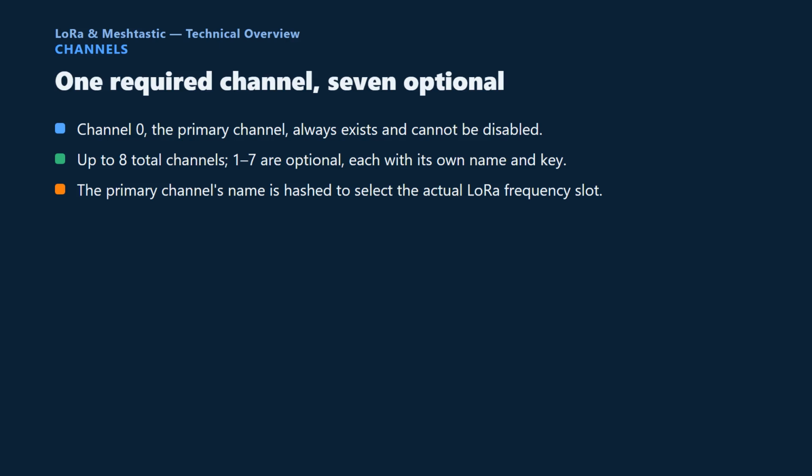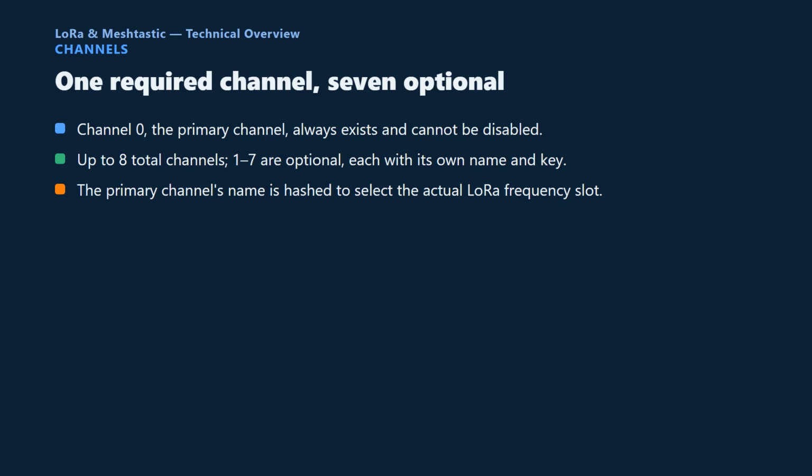One more architectural point before we get to routing. Every node has exactly one primary channel, channel 0, created at setup, it cannot be disabled, and periodic position, telemetry, and node info broadcasts go out on it by default. A node supports up to 8 total channels, so channels 1 through 7 are optional, each with its own name and its own key, for segmenting traffic, a private group layered alongside the public default, for instance.